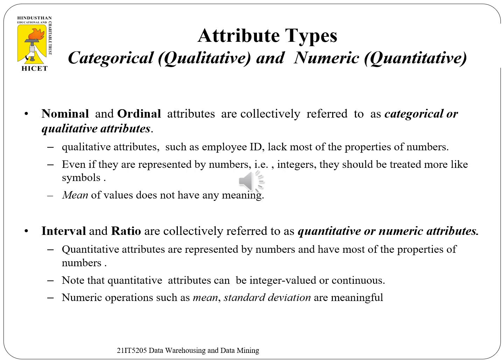Interval and ratio scales are commonly referred to as quantitative or numeric attributes. Quantitative attributes are represented by numbers and have most of the properties of numbers. Note that quantitative attributes can be integer valued or continuous, and numeric operations such as mean, standard deviation, and median are all possible when we get into quantitative attributes.